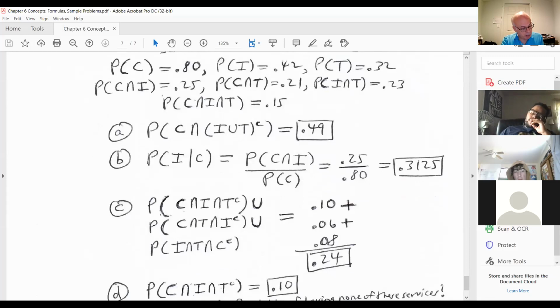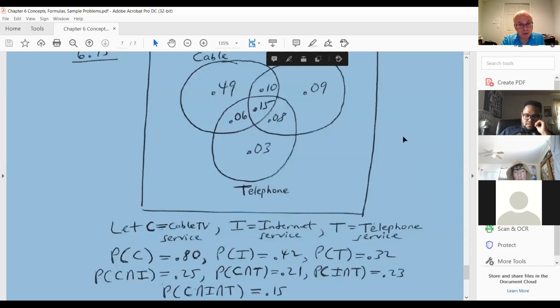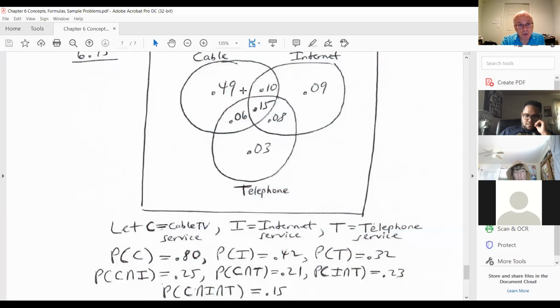C, they're asking, what's the probability that exactly 2 services are offered? That means 2 services only, right? Exactly 2 services. Which areas are they? It's these 3 areas right here. This area here is cable and internet only. This number here is cable and telephone only. This number here is internet and telephone only. Since they asked what's the probability of exactly 2 services, you would add up those 3 numbers, 0.10, 0.06, and 0.08. The answer is 0.24.